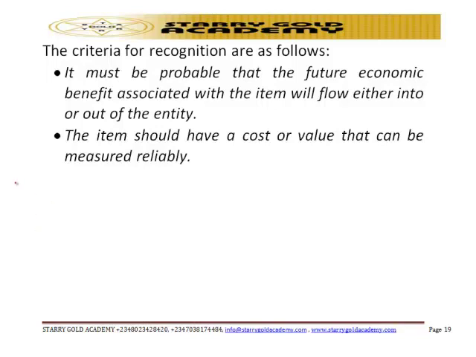One, it must be probable. These are the criteria for recognition for every one of the elements, so they must fall under this criterion. It must be probable that the future economic benefits associated with the item will flow either into or out of the entity. So there must be a probability of future economic benefits flowing into or out of the entity.